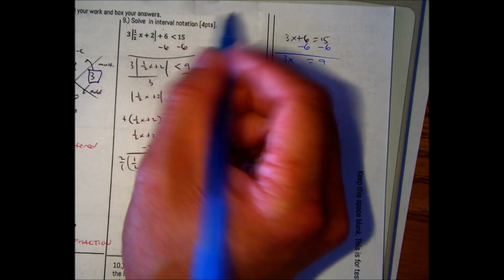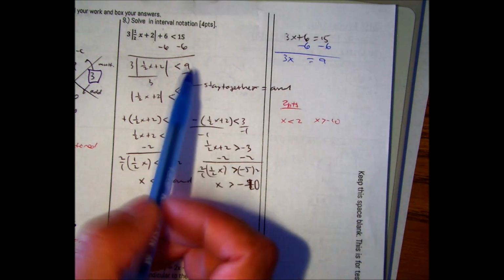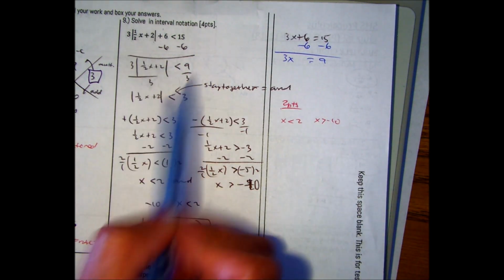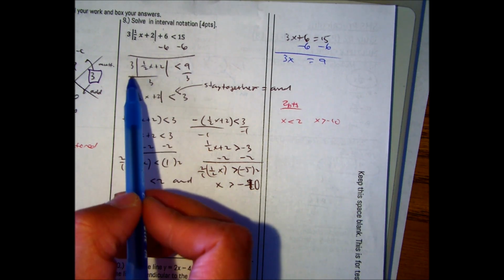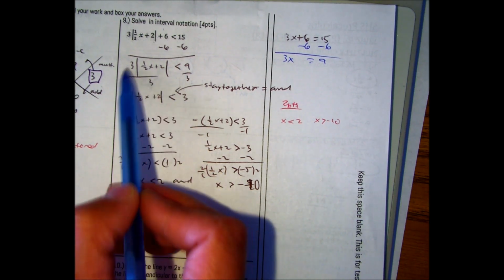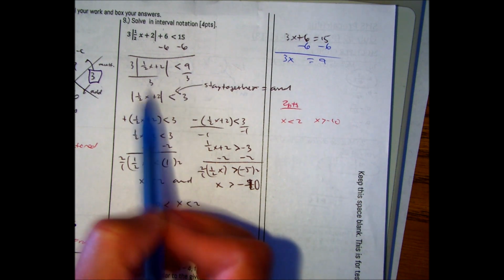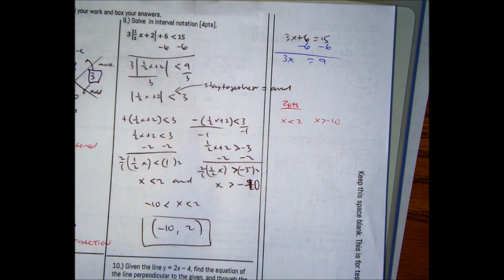If you divided by 3 first, then I marked you wrong, and you only got your 1 point. Probably about 1 out of every 2 students divided by 3 first. I'm trying to isolate the absolute value sign, so I divide by 3. I have this absolute value divided by 3.